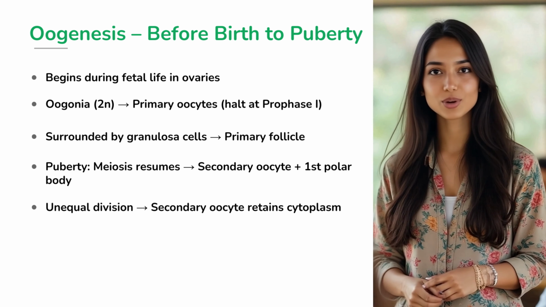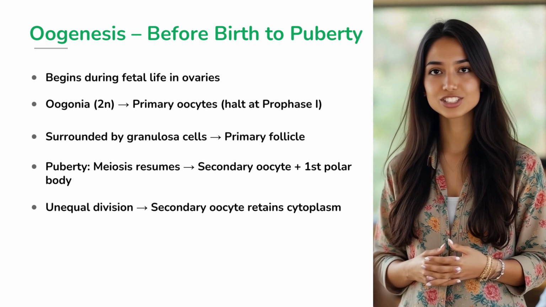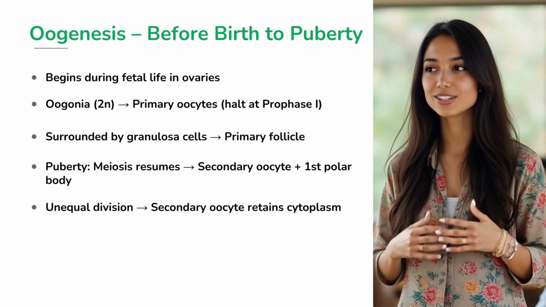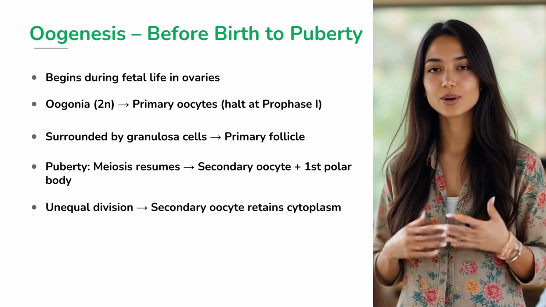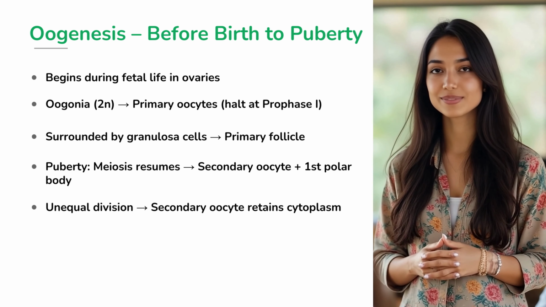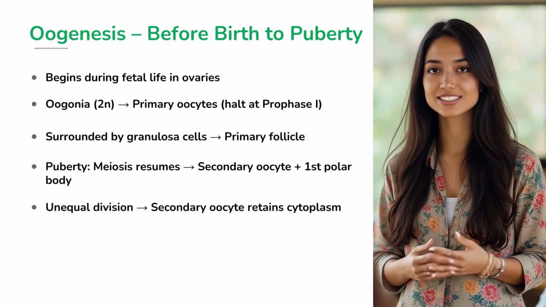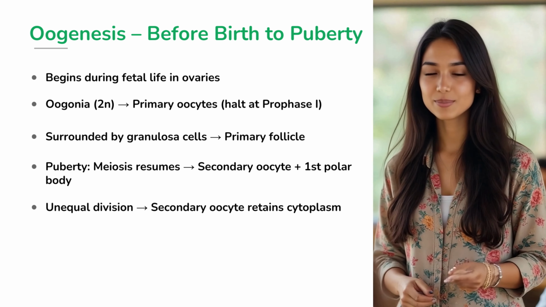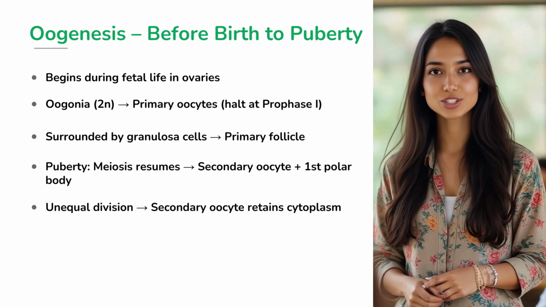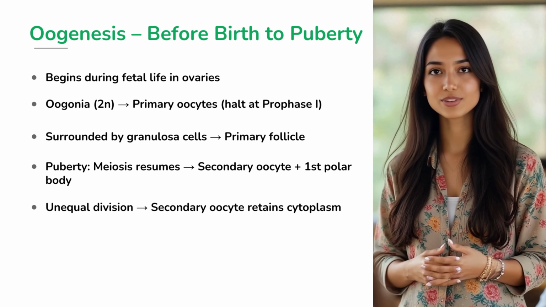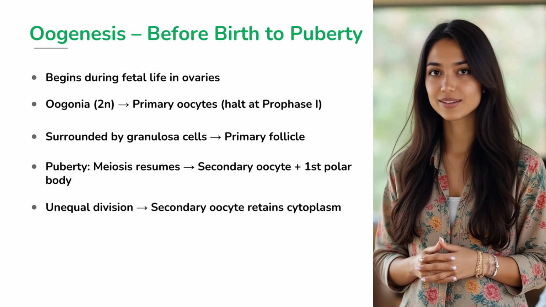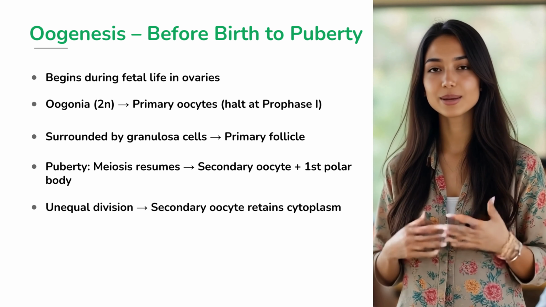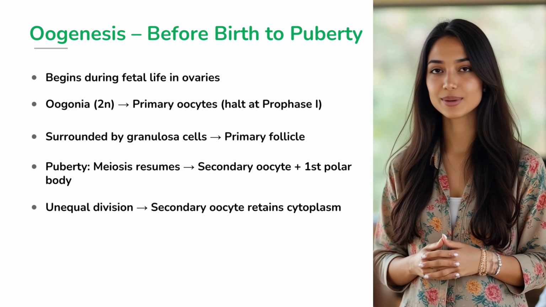Oogenesis begins before birth, a major difference from spermatogenesis. Here's how it unfolds. During fetal development, oogonia form in the ovaries by mitosis. These develop into primary oocytes, which start meiosis but halt at prophase I. Each primary oocyte becomes surrounded by granulosa cells, forming a primary follicle. Between birth and puberty, most of these oocytes degenerate. By puberty, only about 60,000 to 80,000 remain.